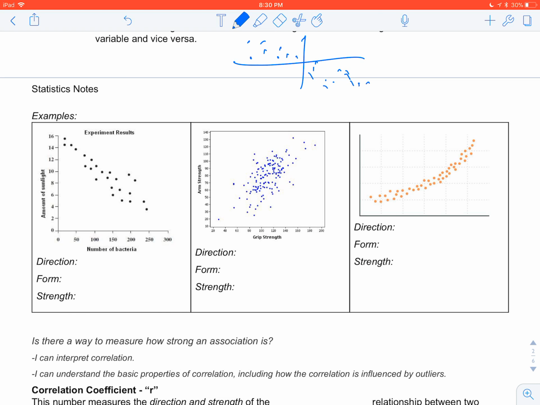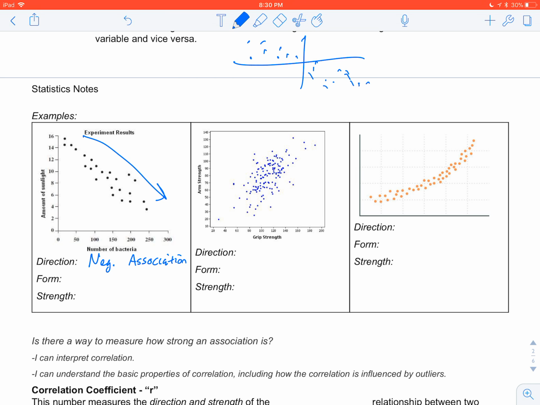So some examples here. We have three different scatter plots. Direction, form, and strength for all of them. Direction first. Let's go through the three. This one goes down, left to right. This one's going to be a negative association. Down, left to right is a negative.